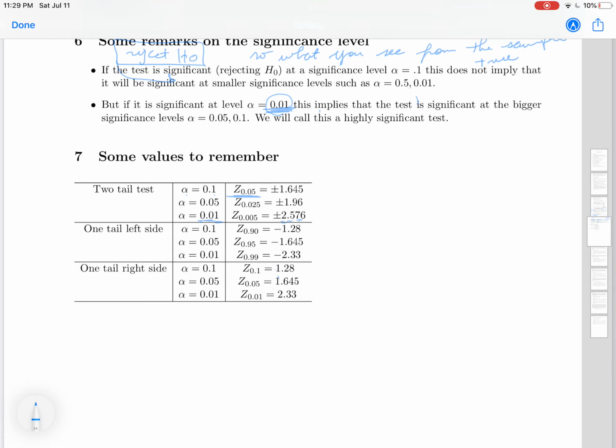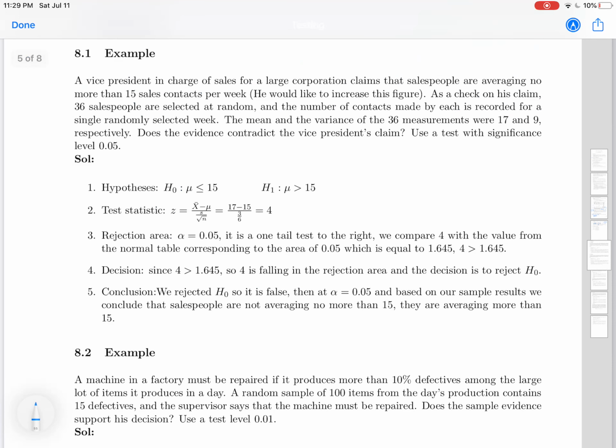Some values to remember. These are the values that you can get from the table, but they are summarized here. If you have a two-tailed test, this means you have two rejection areas. In case we're talking about alpha equals 0.1, and it's going to be given in the question, your value of z is going to be plus or minus 1.645. For 0.01 it is going to be 2.576, and so on. Now let's start reading the examples.